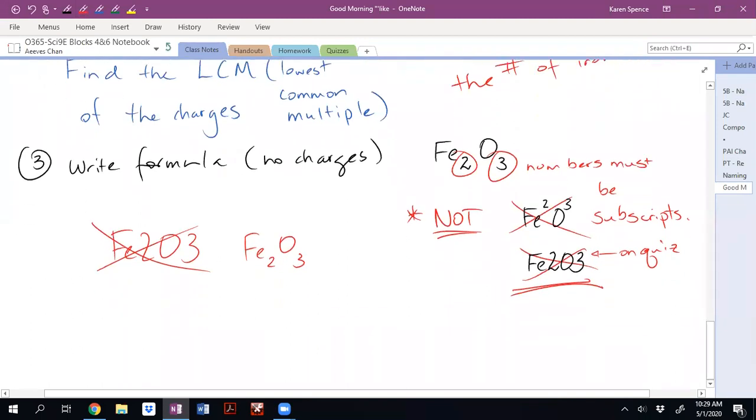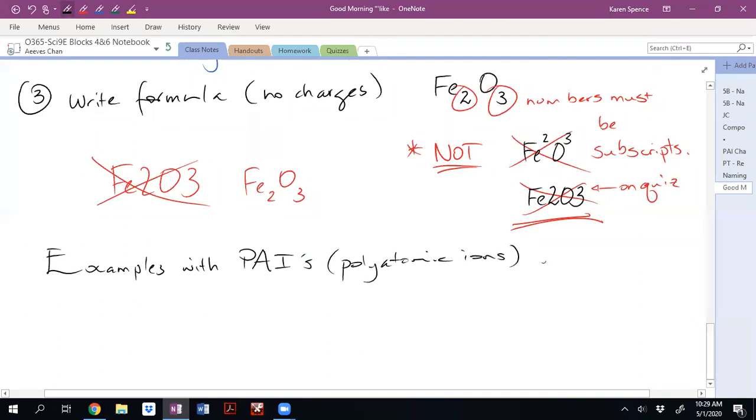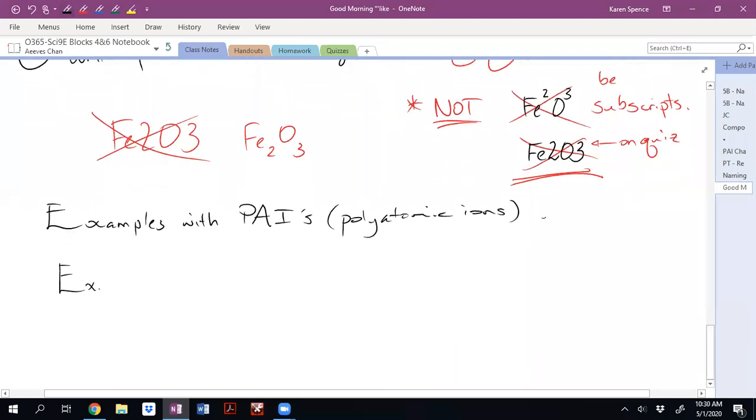Okay, let's do a couple of examples with polyatomic ions, and then I will send you on your way out into the big wide world. Okay, examples with polyatomic ions. Okay, sodium acetate.